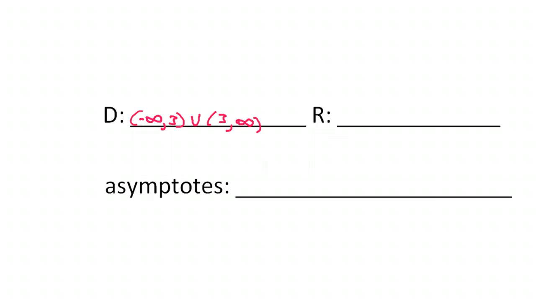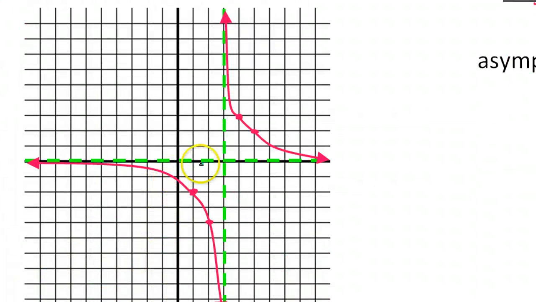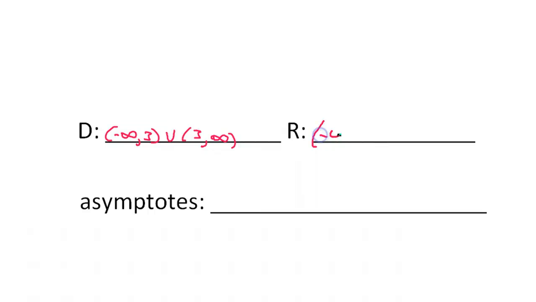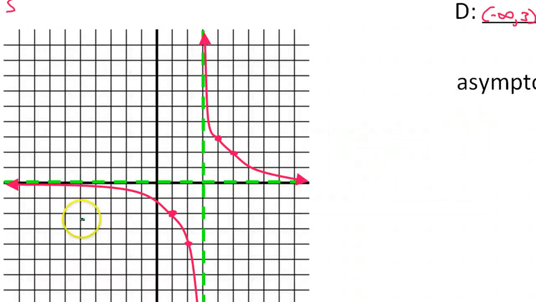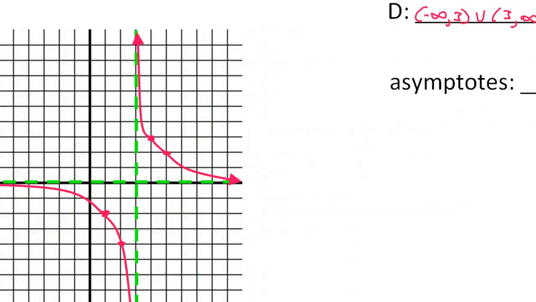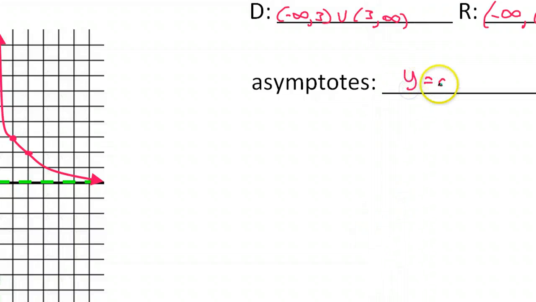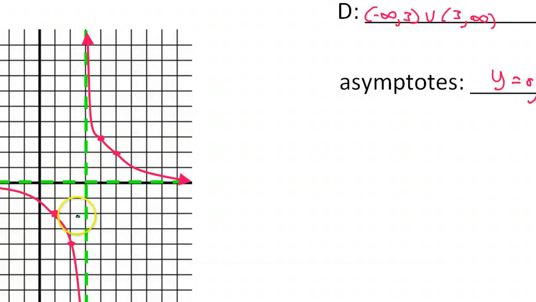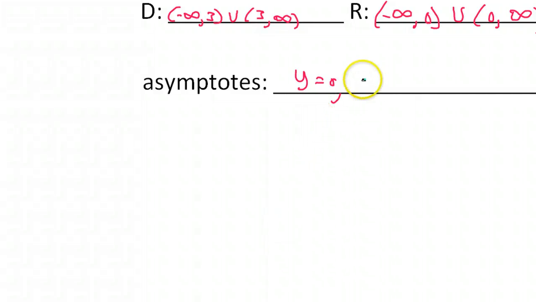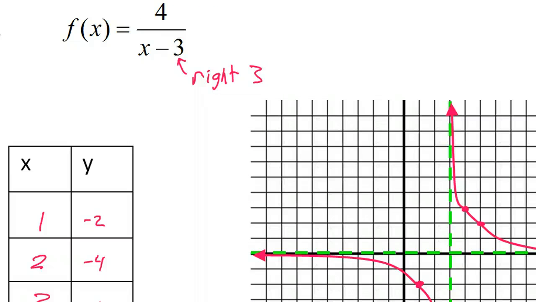Similarly, the range is all y values except for 0. So bottom to top, always start with your negative infinity. Okay, so that's going to be negative infinity to 0, and 0 to infinity. Okay, of course we have a horizontal asymptote at y equals 0, and our vertical asymptote is x equals 3. Okay, that's it for problem number 2.